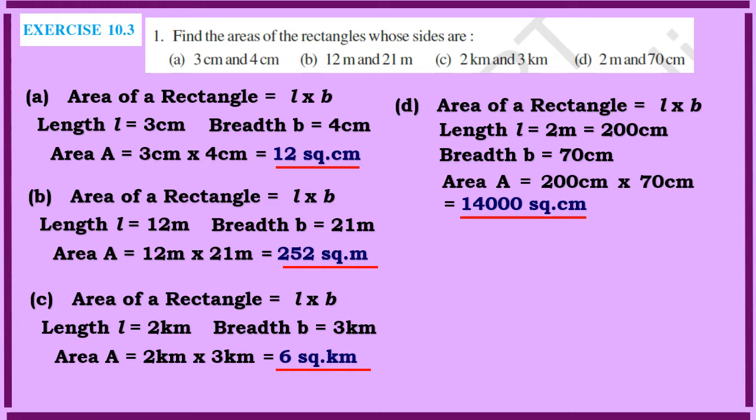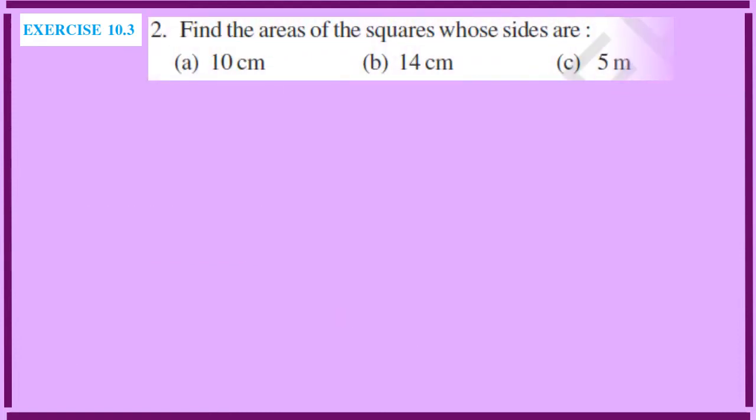So you should know very clearly that the unit must be the same. Don't multiply 2 into 70. So please make them into the same unit and then find the area or perimeter, whatever it is. Okay. Now let us move on to question number 2.